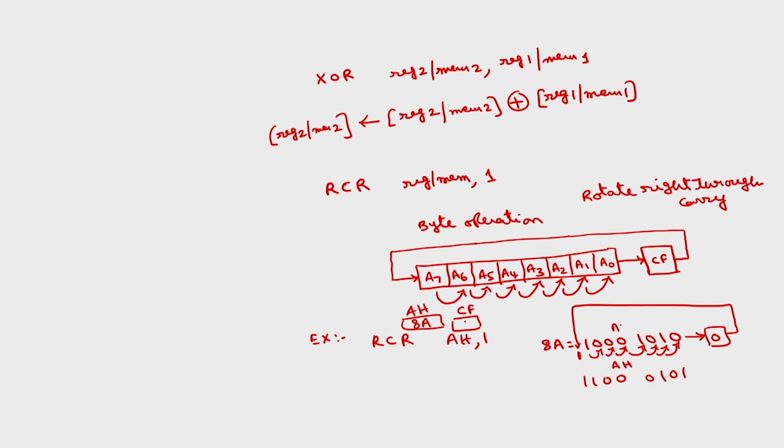These are the contents of the AH before the rotate instruction, and this is after the rotate instruction. And what happens to carry flag? Will be reset. So, this will be C5. So, contents of AH will be C5 and carry flag will be reset. This is how this rotate instruction will be executed.